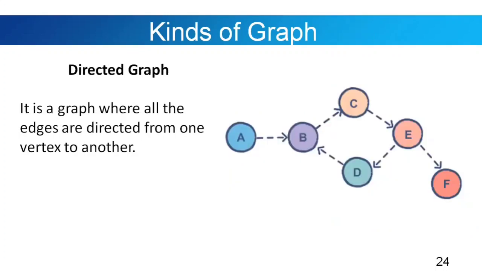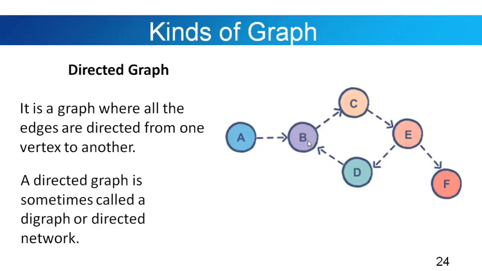Directed graph. It is a graph where all the edges are directed from one vertex to another. In a directed graph, we'll be able to know which point we are going to go next. From point A, we go to point B, then to point C, then to point E. Then in point E, we have two possible points to go to. You can go to point F, or you can go to point D. If you choose to go to point D, then from point D, you can go back to point B.